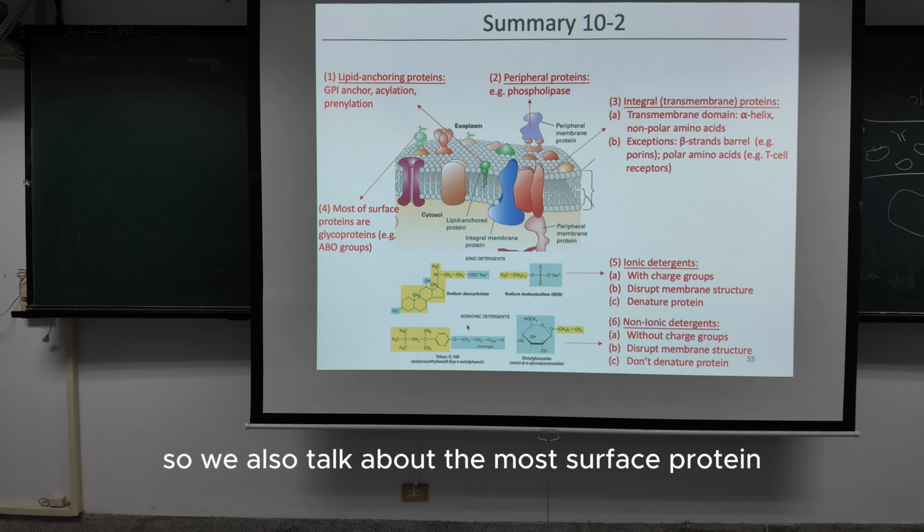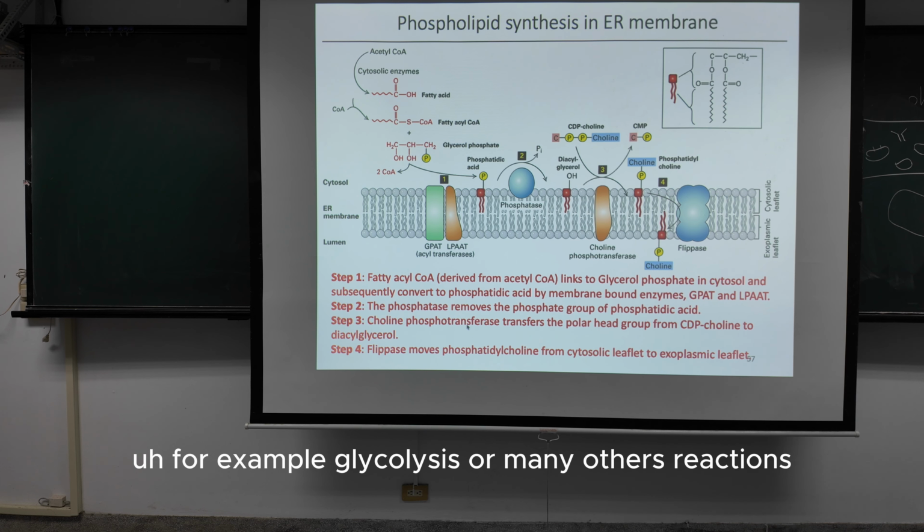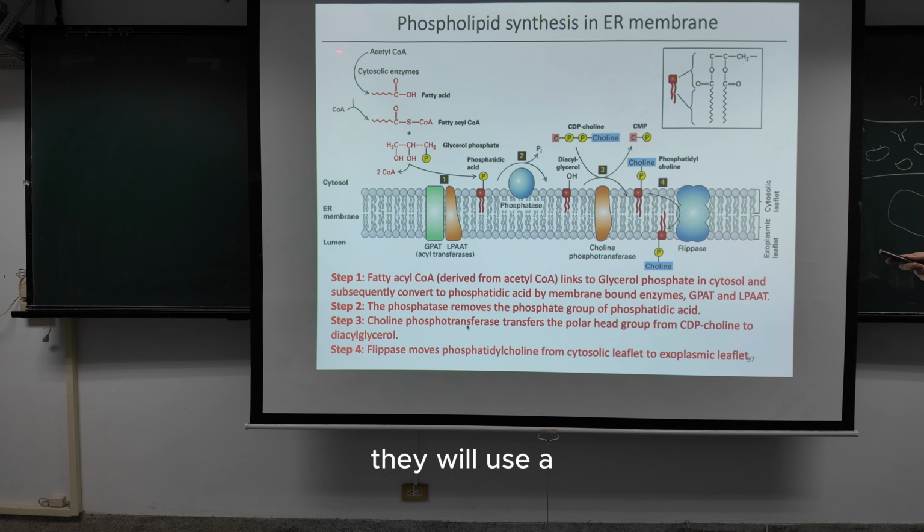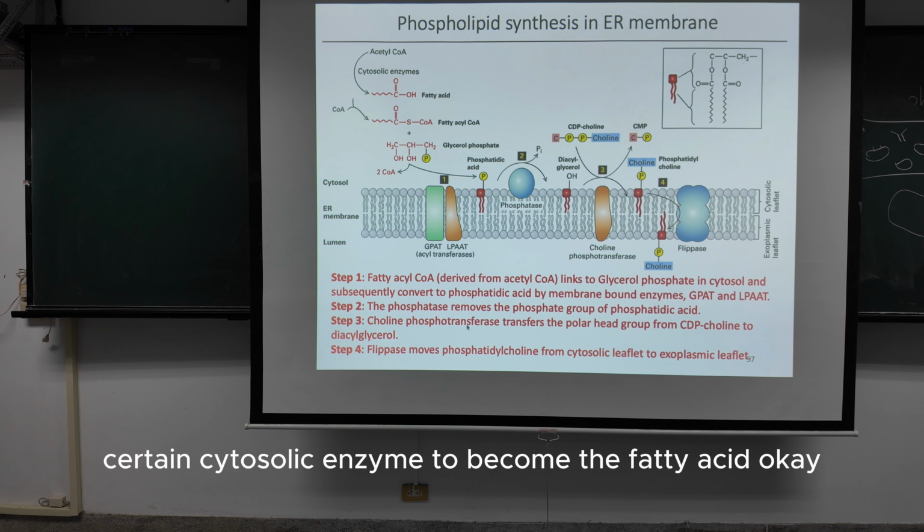You can get that from, for example, glycolysis or many other reactions. So in the cytosol, you can see the acetyl-CoA. They will use certain cytosolic enzymes to become fatty acids.